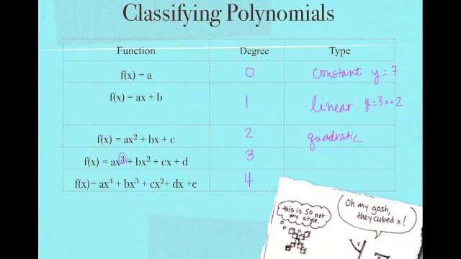This one, the highest degree is the 3, so it is a cubic. And these two are your new ones, cubic, and this one is a quartic. And in your book, it refers to these as simply fourth degree polynomials.